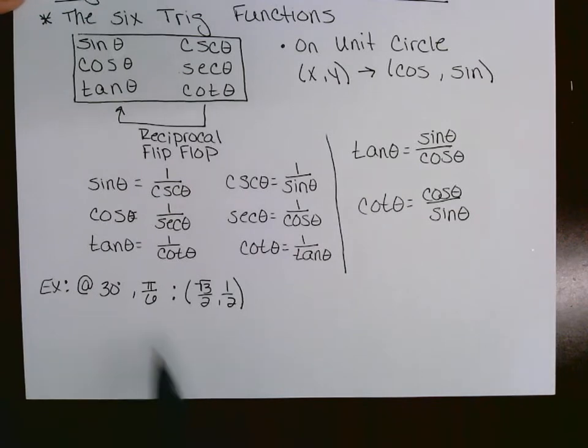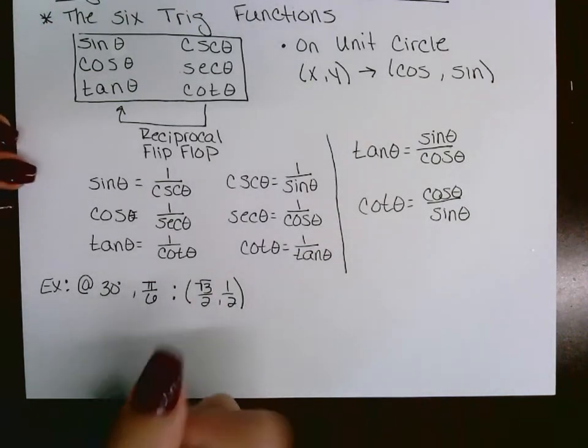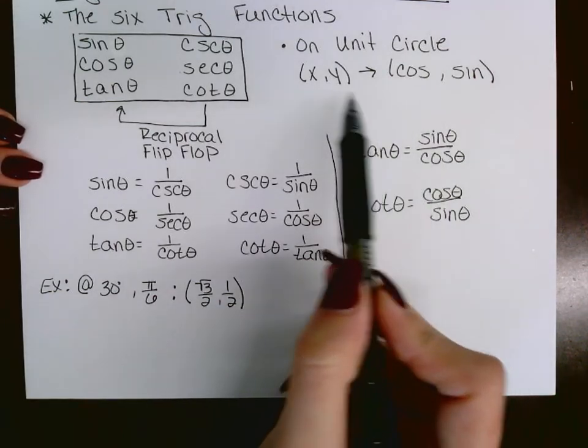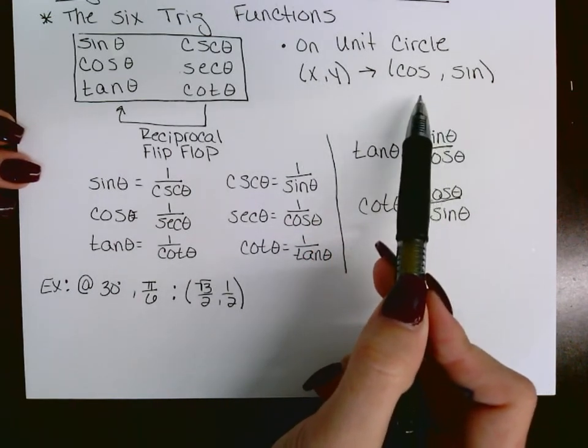Okay, I know this from my unit circle. I look at that first spot, which has 30 degrees and pi over 6, and I know my ordered pair is radical 3 over 2 and 1 over 2. So your job right now is going to be to find all 6 of the trig functions. Right away, because we know the ordered pair from the unit circle, we have our x and our y, so we already have 2 out of the 6 given to us.